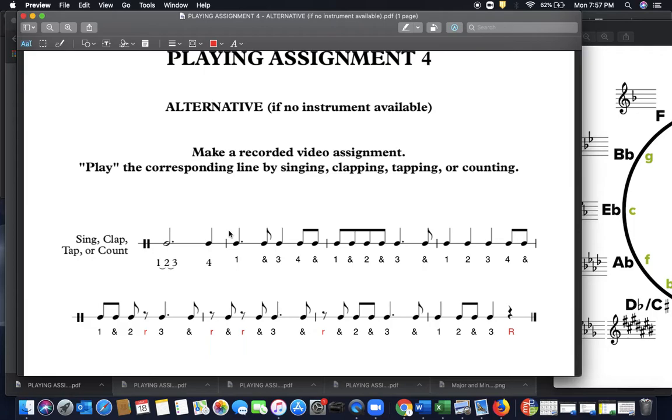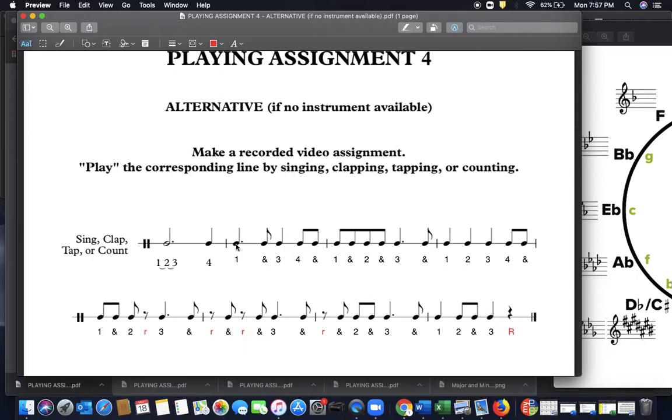If I put my metronome on, really the beat is this, the quarter note pulse. Here's the eighth note pulse. This is what we call the subdivision. This note is going to be equal to 3 clicks that you hear. 1, 2, 3.